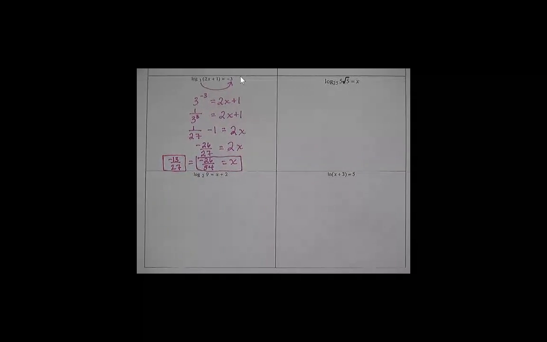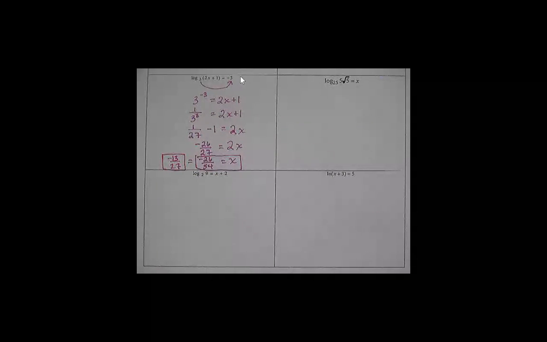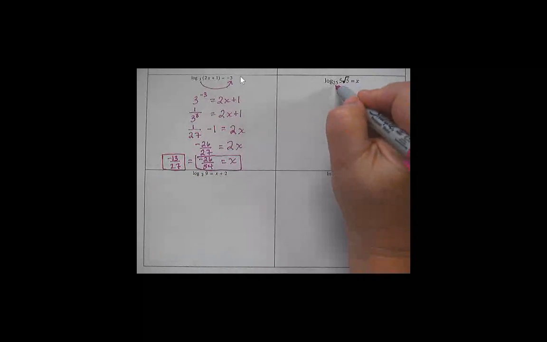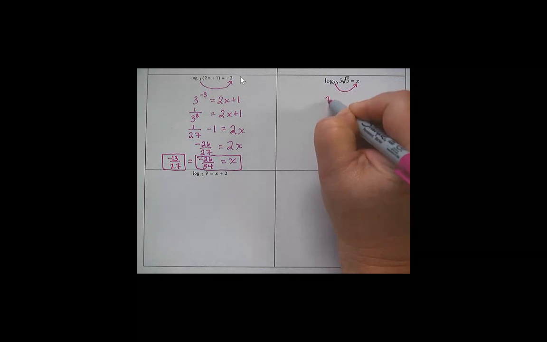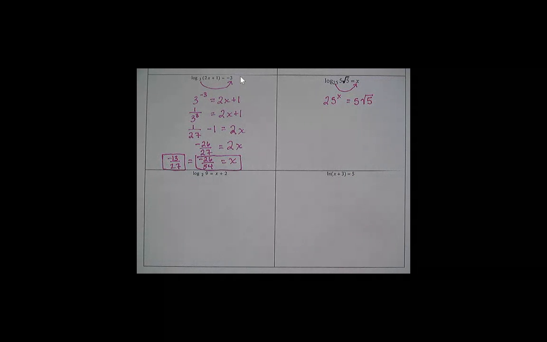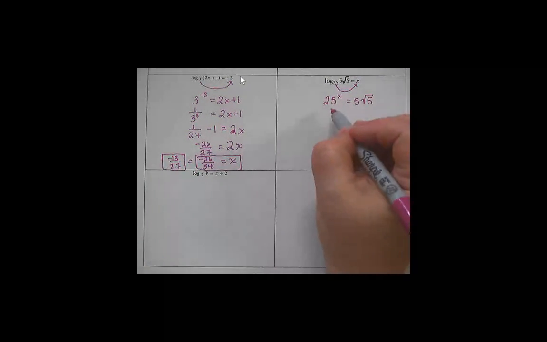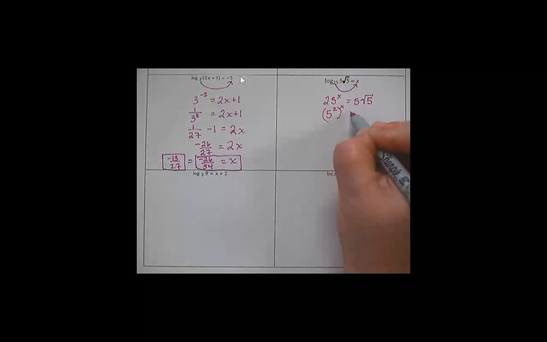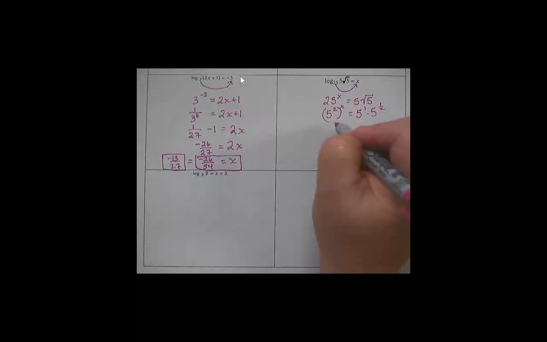All right, so this video hasn't been exactly smooth, but hopefully you're getting it. Okay, so 25 to the power of x is 5 square roots of 5. Let's think about this. Now, I know that 25 is 5 squared. And I know that this means 5 to the first power times 5 to the 1/2 power. The square root of 5 means 5 to the 1/2.